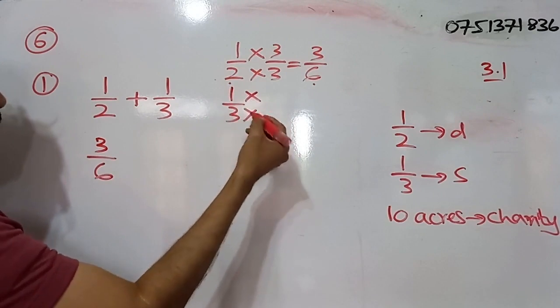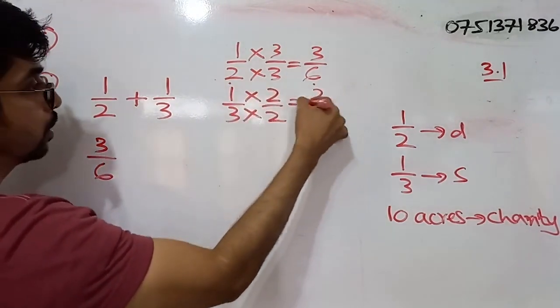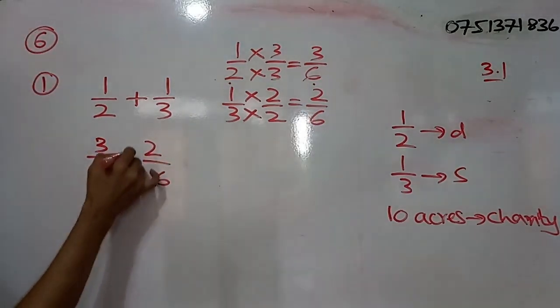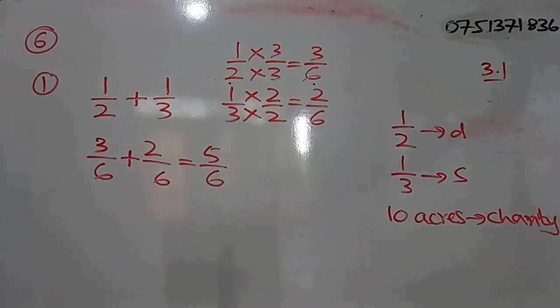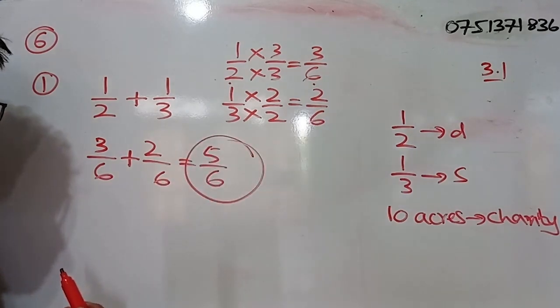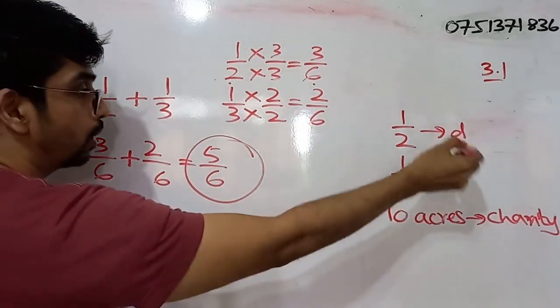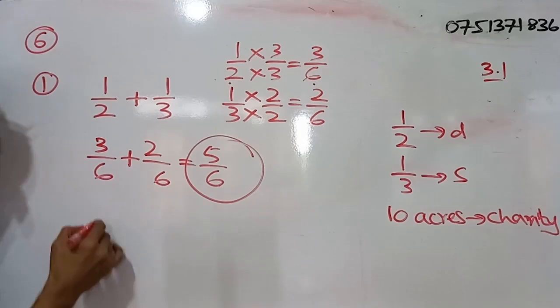So 3 by 6. Then 1 by 3. I can multiply the numerator and the denominator by what? 2. So this becomes what? 2 by 6. Right? Then I have to add these together. So this becomes what? 5 by 6. Right. So what is this figure or the fraction? This is the total amount of land which went to the daughter and the son of Muhammad as a fraction. Then what is the remaining amount?